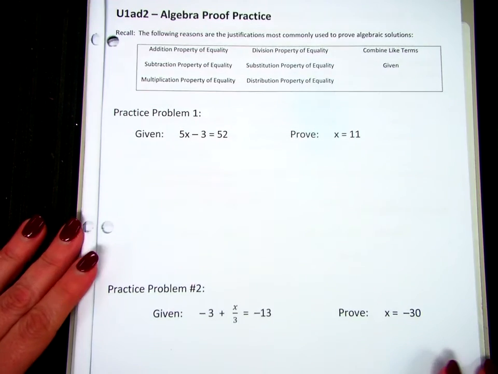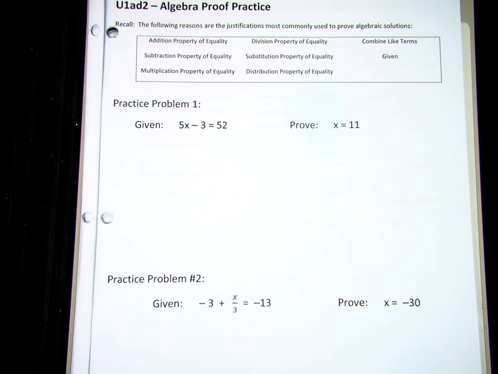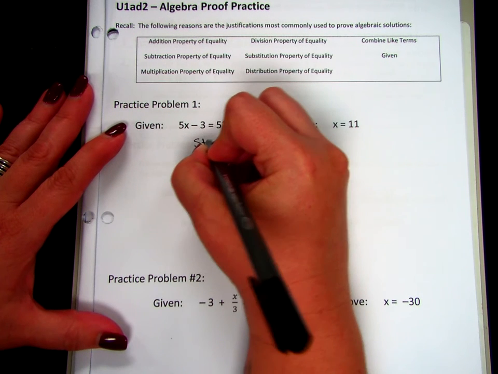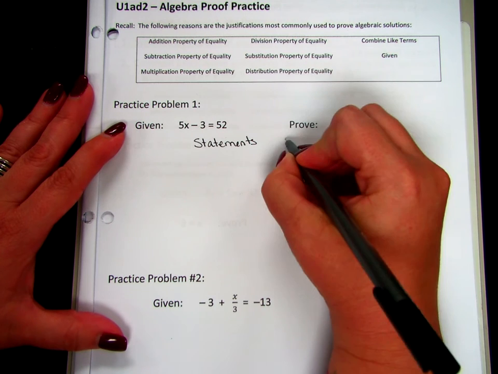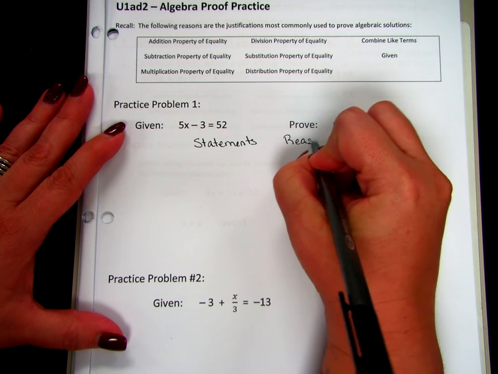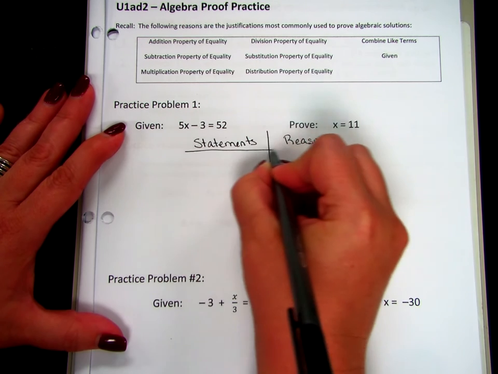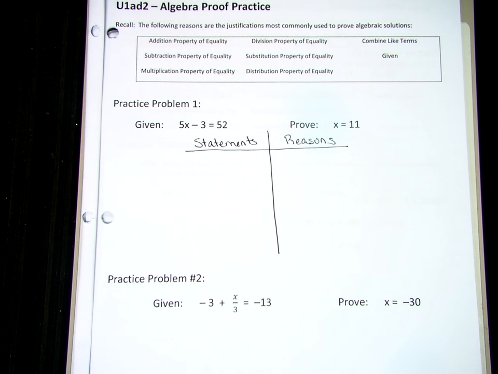Okay? So practice problem 1, given that 5x minus 3 equals 52, we're going to try to prove that x equals 11. So the very first thing we need to do is make our table where we're going to have statements. And we're going to have reasons for our 2-column proof. Aptly named because there's 2 columns. Okay? Then you'll always start with your first given statement.